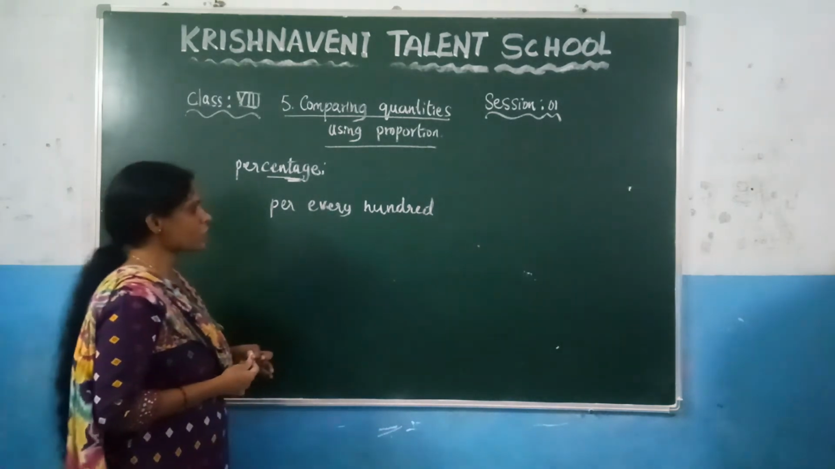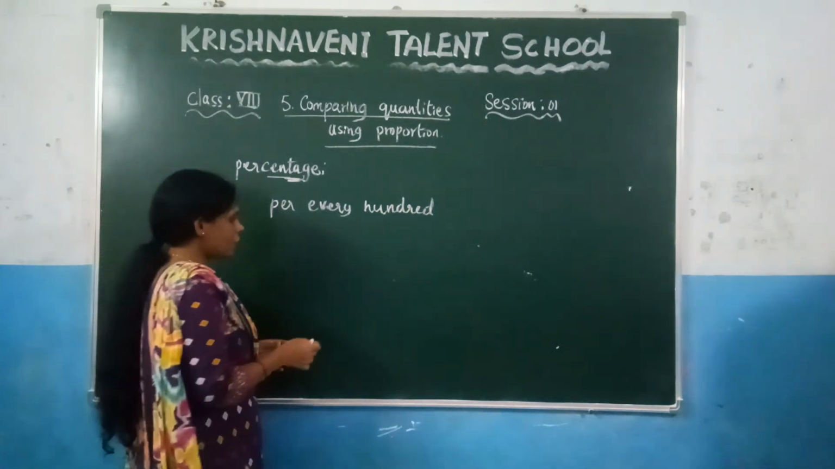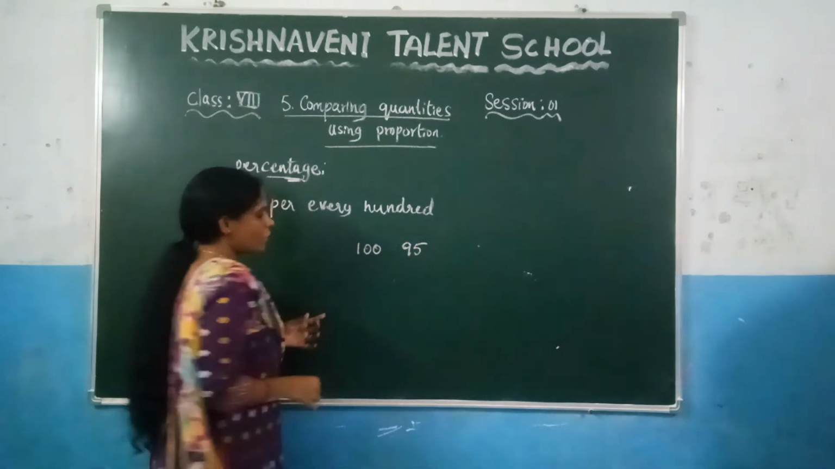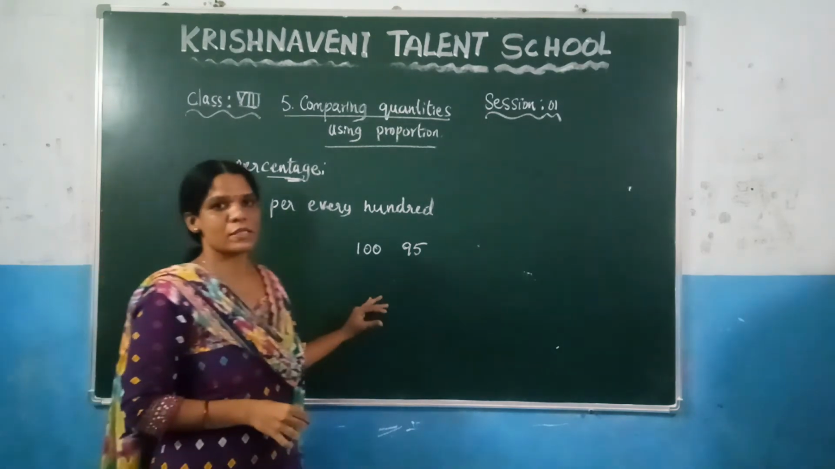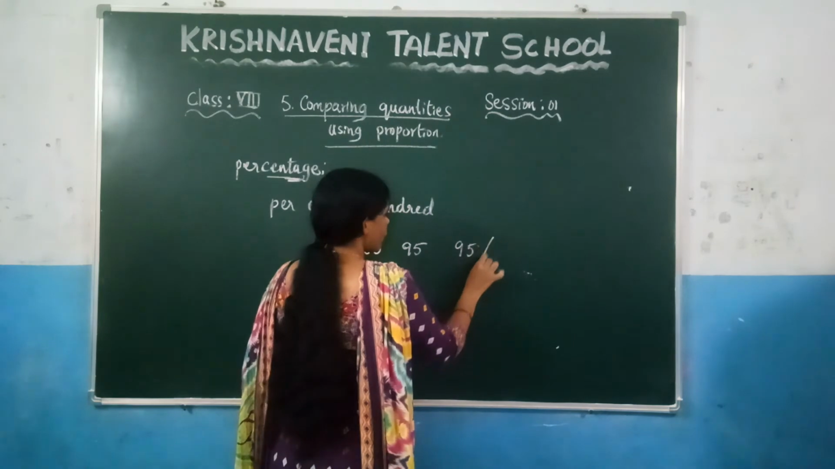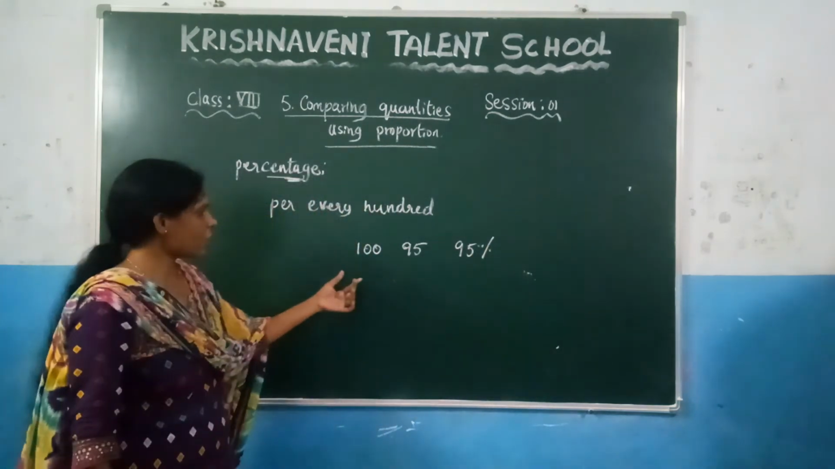Let us consider one example. Here one person got 95 marks for 100. So what is the percentage you can write? You know that the percentage is 95% because we are treating it per every 100.